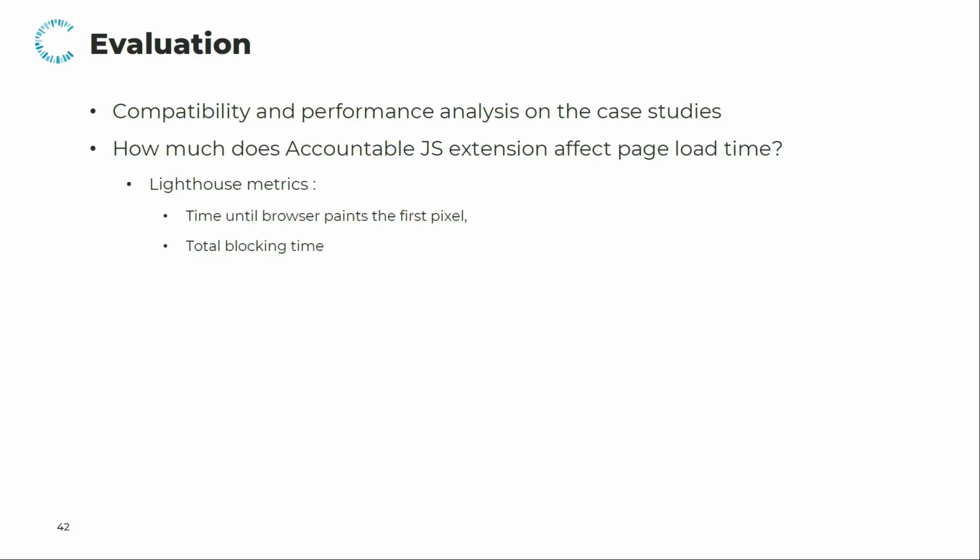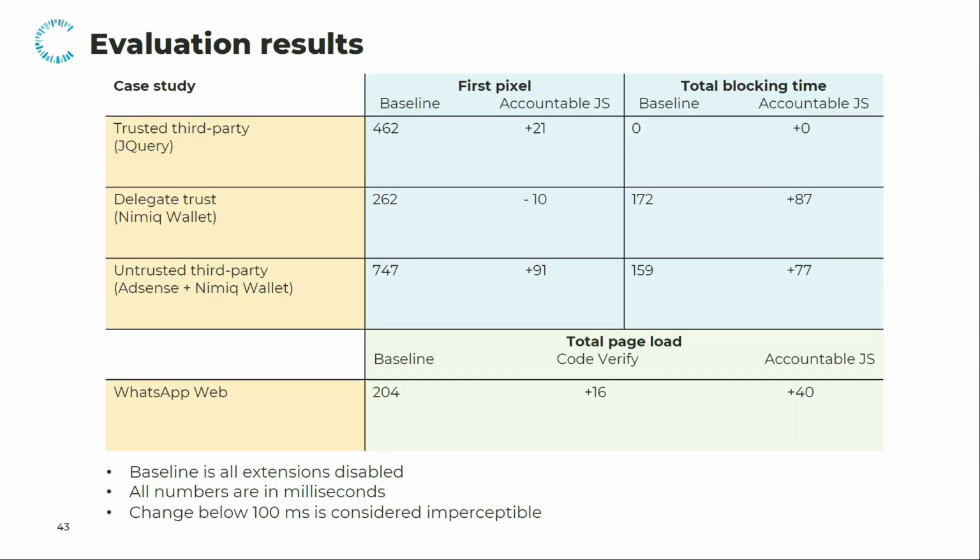We applied compatibility and performance analysis on the case studies. We evaluated our accountable.js extension to find out how much it affects the page load time using standard metrics of Lighthouse. I only show 2 of them here, but there are others presented in the paper. This table shows our evaluation results. The subtable on the top shows the evaluation Lighthouse metric results for the case studies.